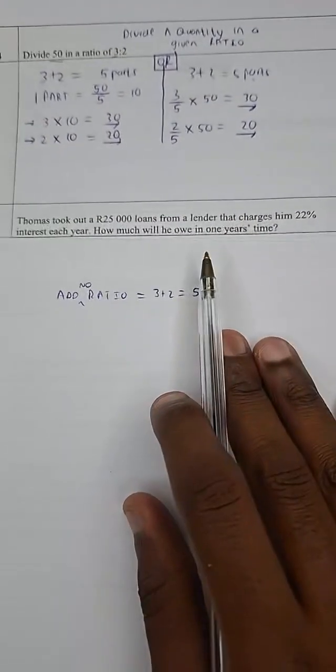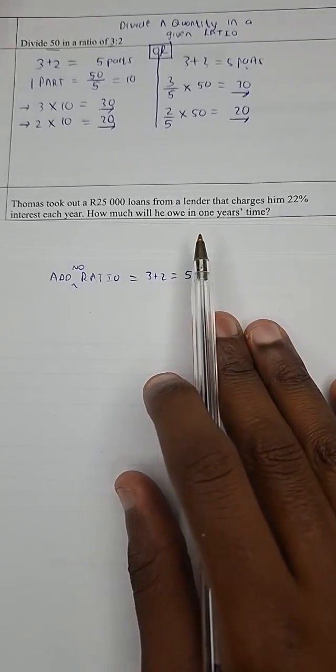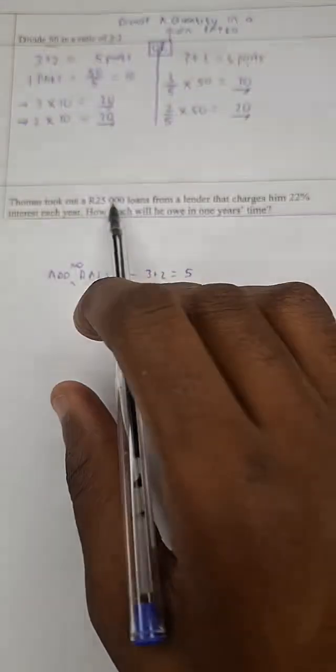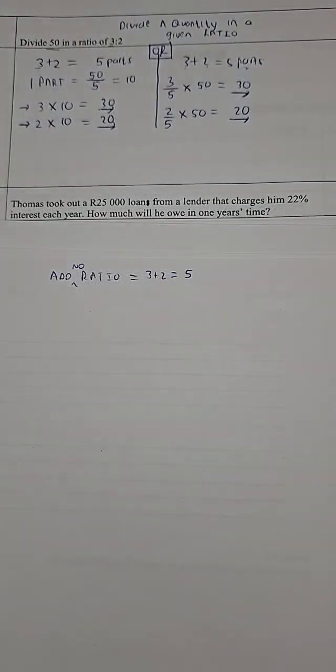Okay, next question. Let's look at this one. Thomas took out a 25,000 rand loan from a lender that charges him 22% interest each year. So Thomas takes out a loan, 25,000 rand loan.